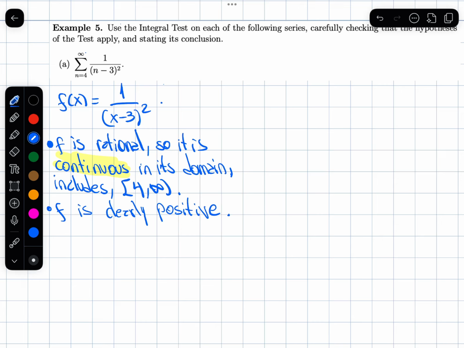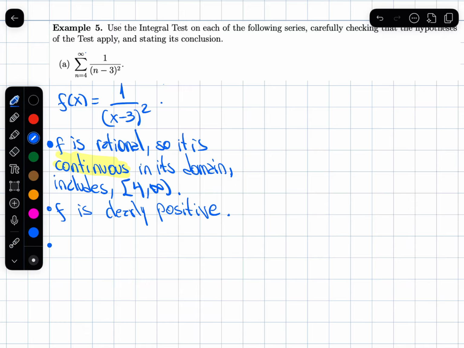F is clearly positive because you're squaring something here at the bottom. Even if you weren't, n is always more than 4, so n minus 3 is positive. And so 1 divided by that thing is going to remain positive. So f is clearly positive, right? I'm looking at this too.